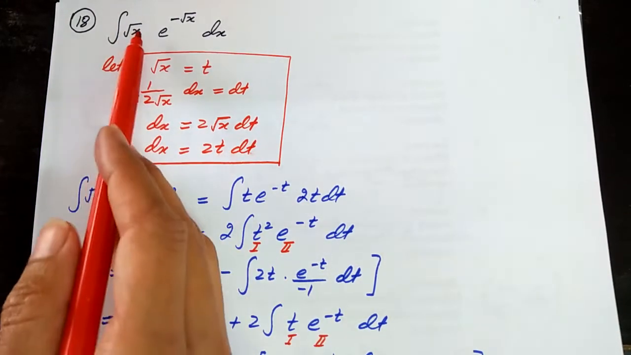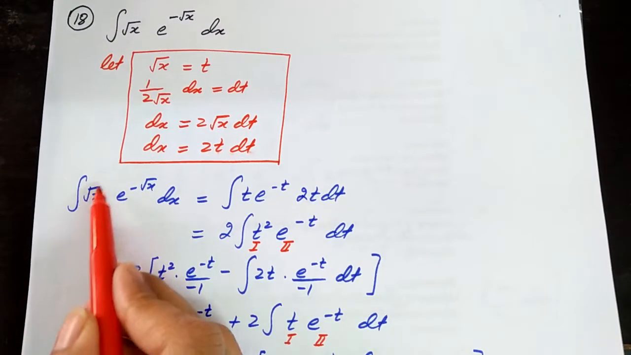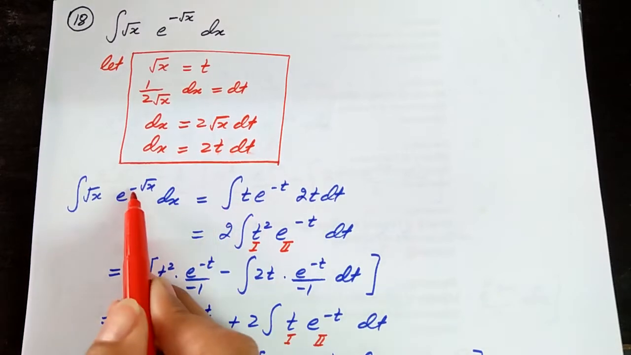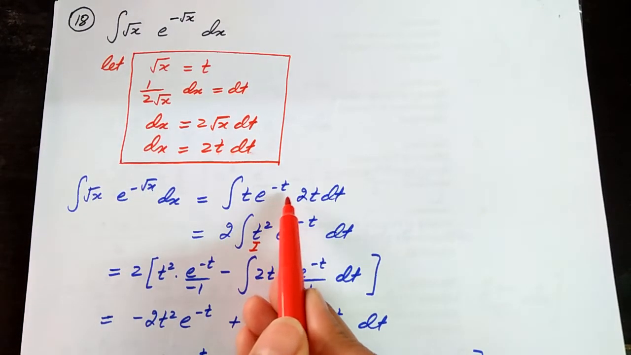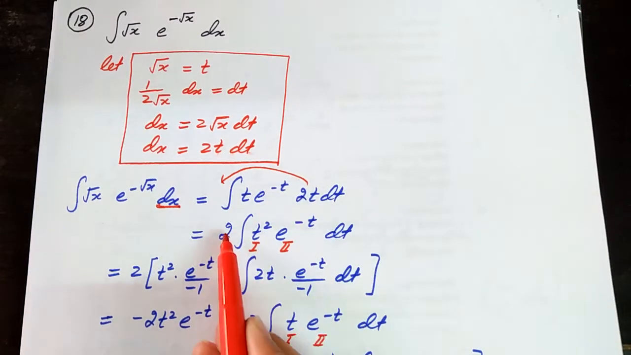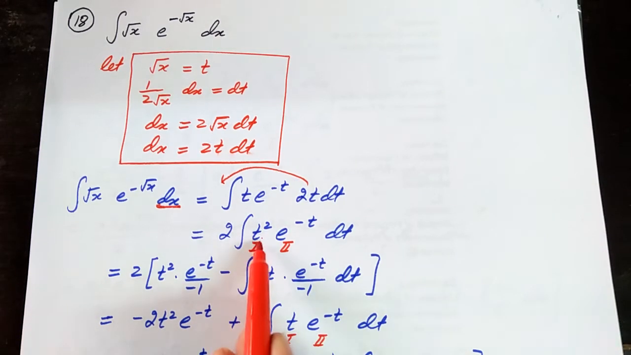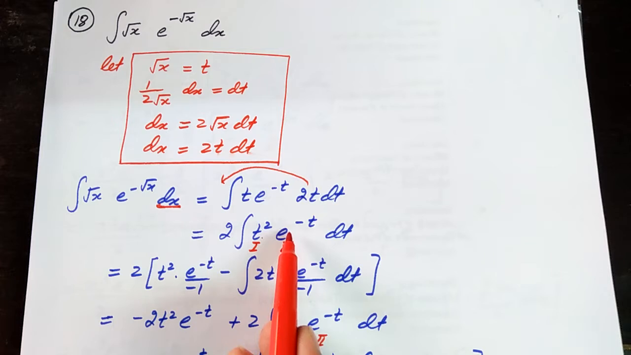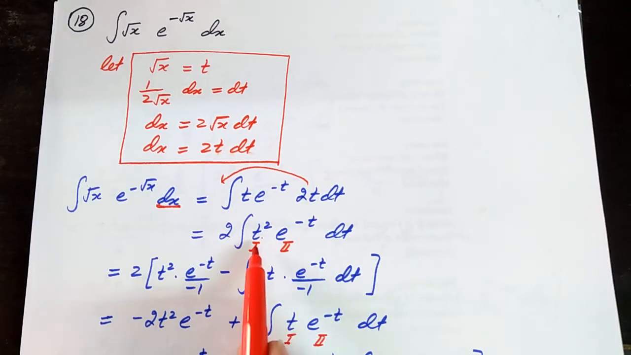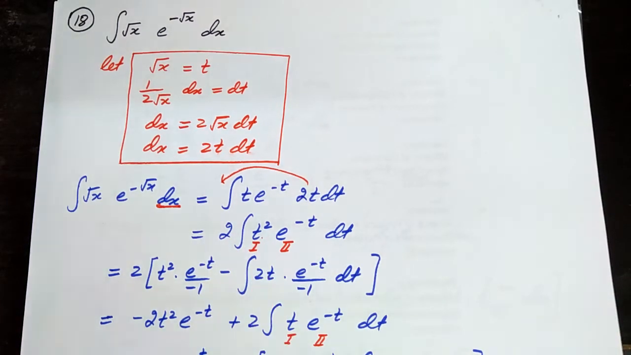Just replace the values in this question. Under root x, replace it with t. E raised to power minus under root x will become e raised to power minus t, and dx will be 2t dt. Now this 2 is a constant, move it outside, and t into t will be t square e raised to power minus t. Using the integration by parts formula, both of them have integration formulas, so don't use rule 1, use rule 2 in which we have the reduction by taking the derivative. If we take the derivative, this is reduced.